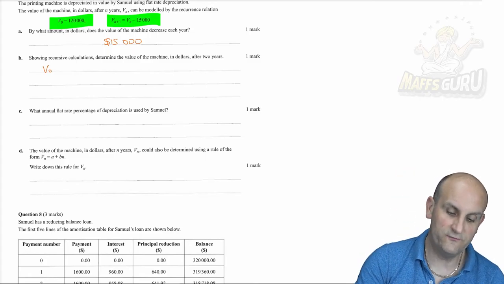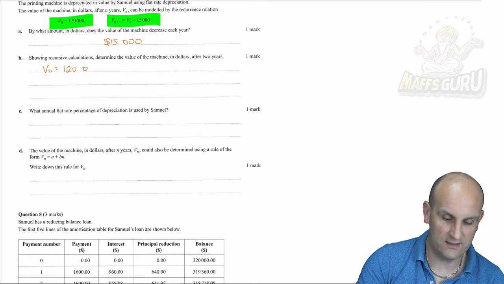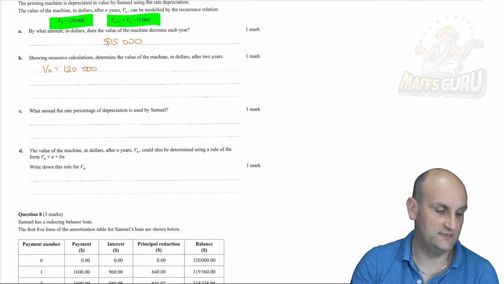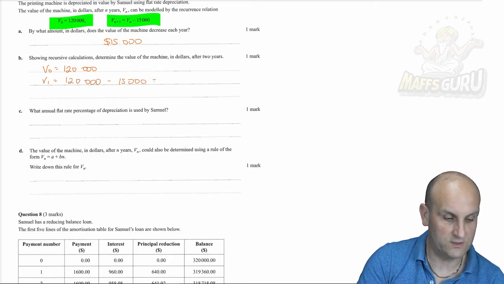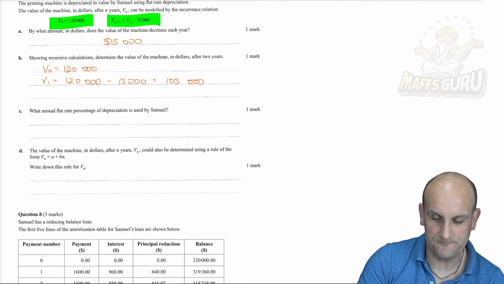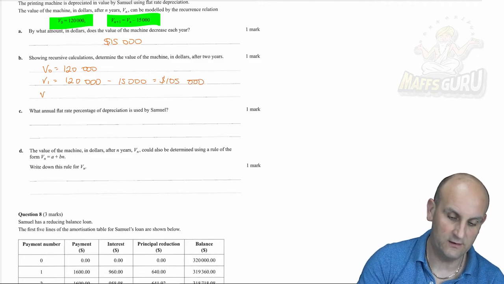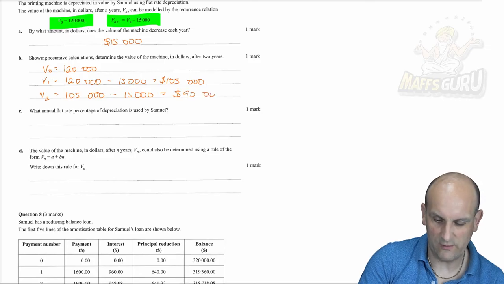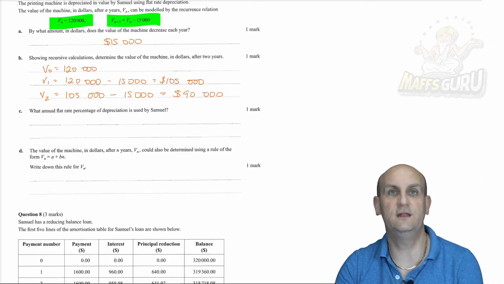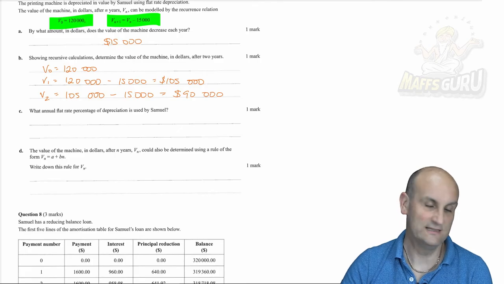Now, when I did this, we put V0 was 120,000. I don't know that you have to put the V0 value, but you would definitely have to put V1 is equal to 120,000 minus 15,000, which gave me $105,000. And I'm going to put the dollars in there to be accurate. And V2 then worked out to be 105,000 minus 15,000, which gave me 90,000. And again, one mark for showing that information, but if you didn't show the calculations, sorry, it didn't happen.